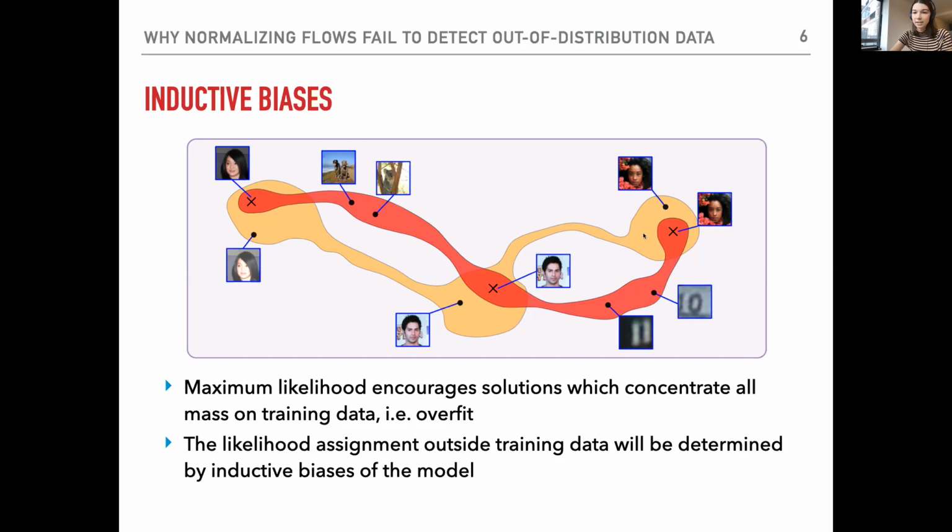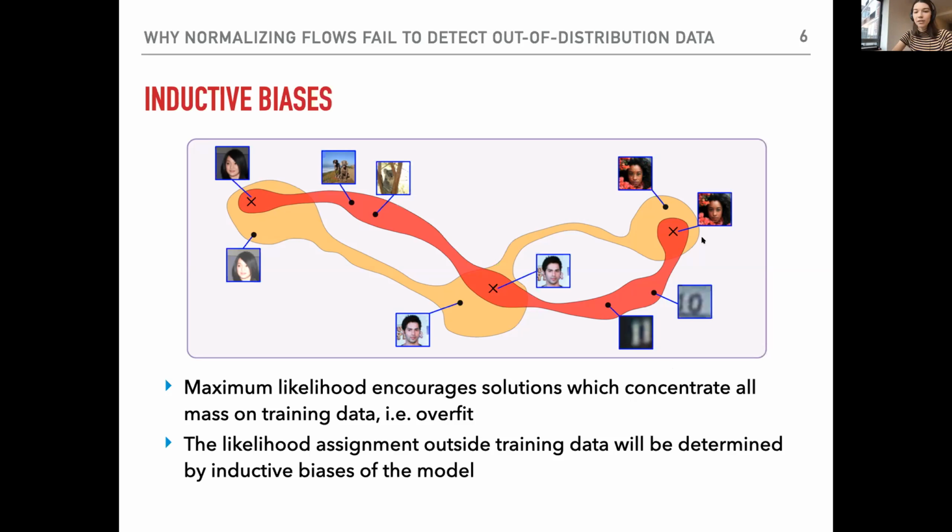However, this is not the case in practice for normalizing flows. They have fairly similar likelihood on train and test. It is important to note that for solutions which are not achieving the global optimum of this objective, we may get many different solutions which have the same train likelihood on the train data set that we have, but they assign the rest of the probability mass differently outside the train. On this figure, we schematically show two models which are trained on this faces data set, and the train data points are shown with crosses. So here, here, and here.